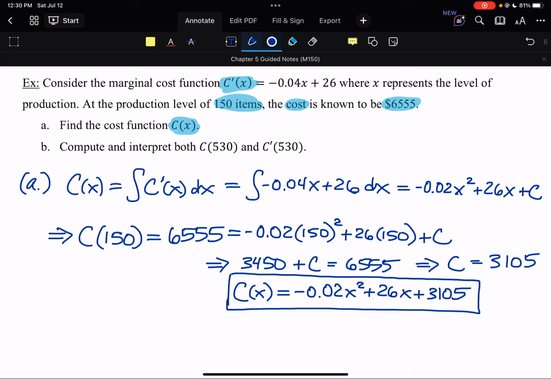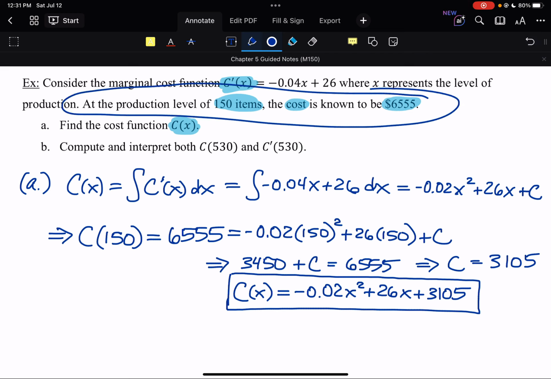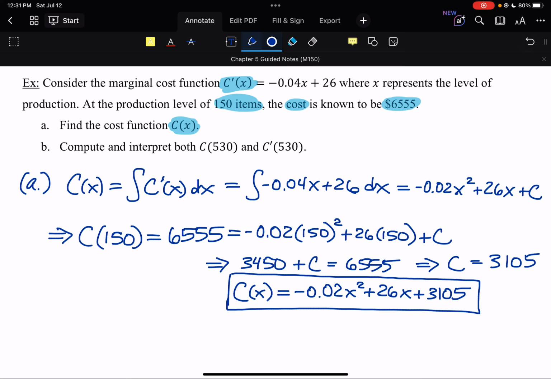Like I mentioned earlier, with these constants of integration, we don't know whether there is another constant there or not. That's why we include the plus c. But in cases like this, where we have an initial condition, some specific number or piece of information to use, we can use that to solve for that constant. In this case, it was 3,105.